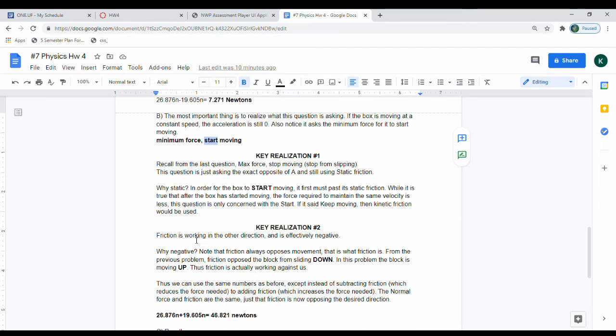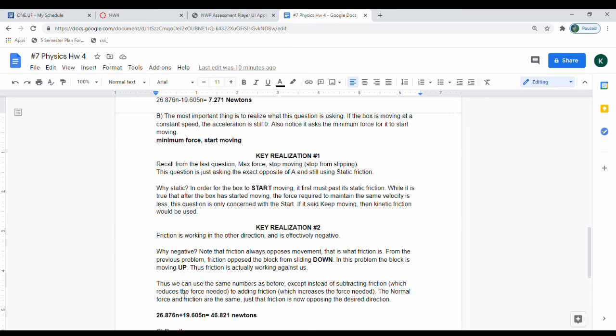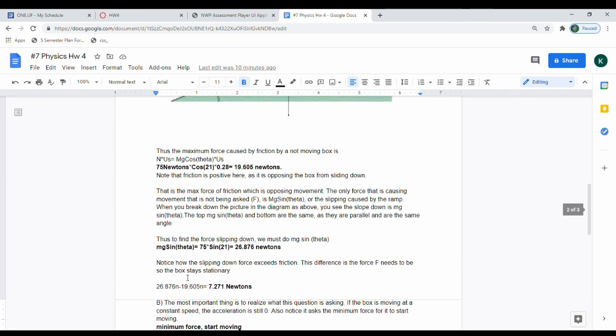And then you have to realize, while in the last question friction was helping us, in this case friction is now opposing us. Why is it negative, basically? Because the box is now moving up. In the previous problem, the box was going to slide down. So now that the box is moving up, friction opposes us, and now friction is going in the other direction. However, the normal force and the magnitude of friction stayed the same. So instead of subtracting each other, just add them. And then that will give you B.